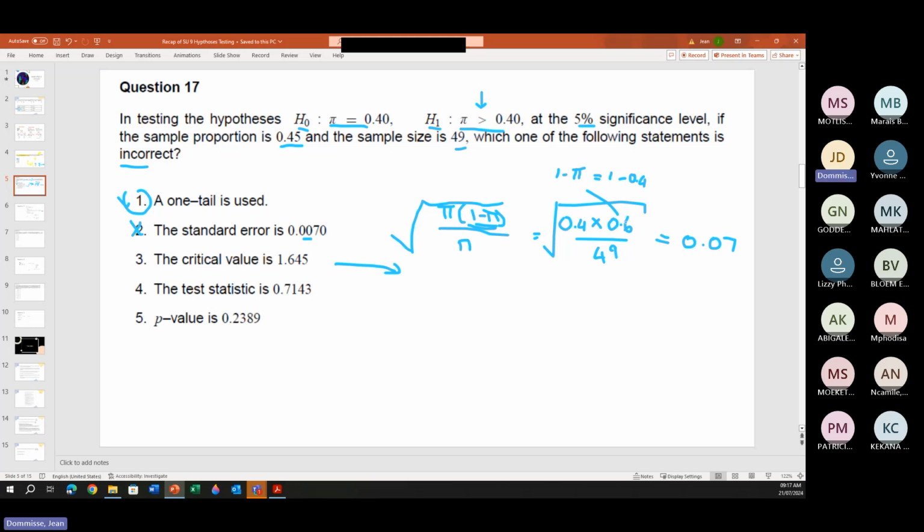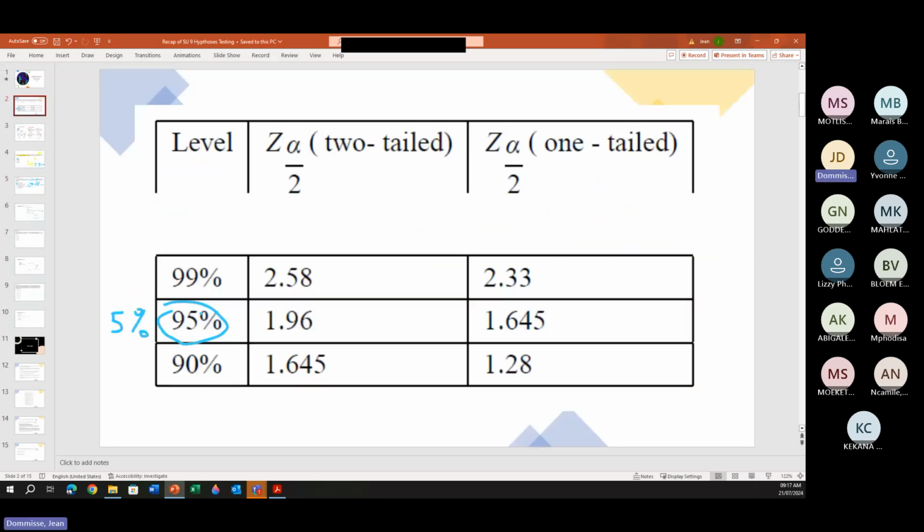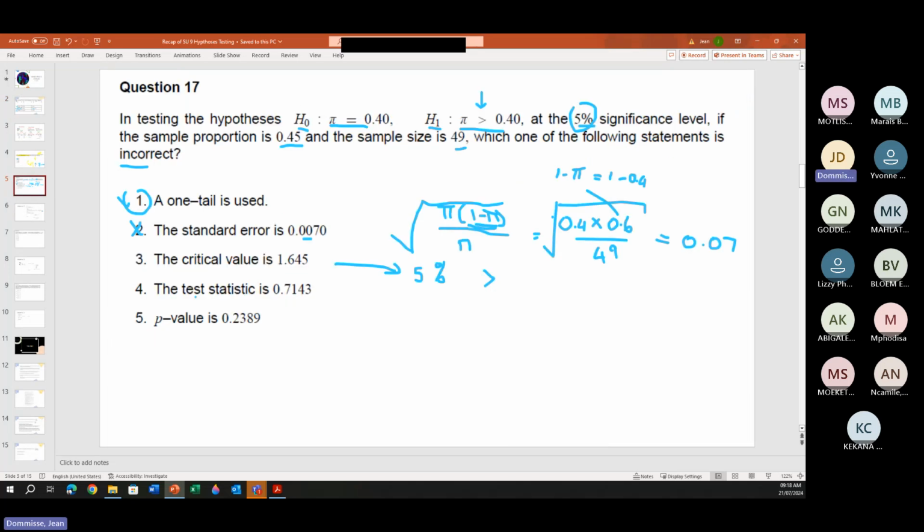Cool. Okay, critical value. So test at the 5% level, one-sided. So when we go to the table, remember that is your alpha. So we test at 5%. We test at one tail because that is what they told us. So we've got a critical value of 1.645. If I look at it, critical value of 1.645. So that is also correct.